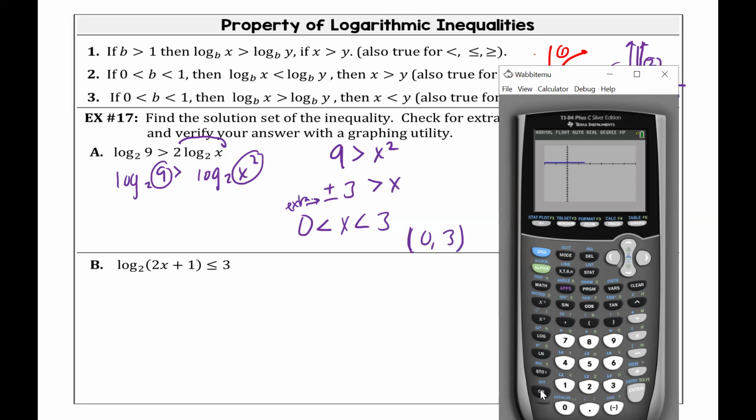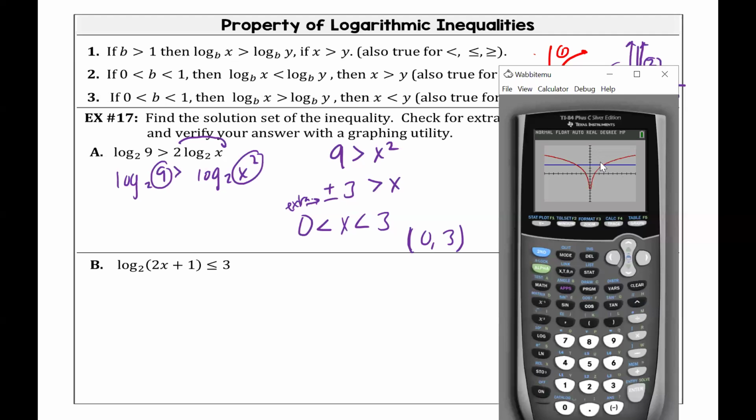Oh, let me stop the graph. Anytime you want to stop a graph, you press the on button and it stops it. I'm going to reset my window so it's at the regular home window and we can go from there. Okay. So notice that my blue is just a number because it has no variable. All right. And we're looking for when the blue is above the red in our problem.